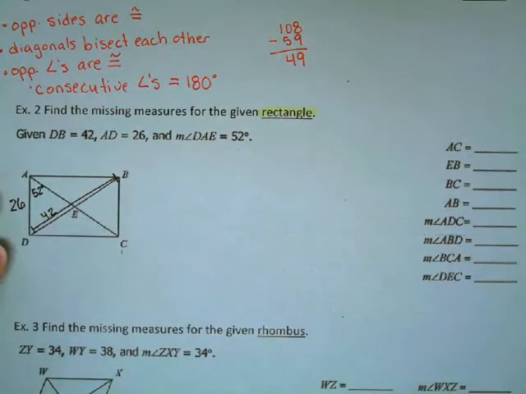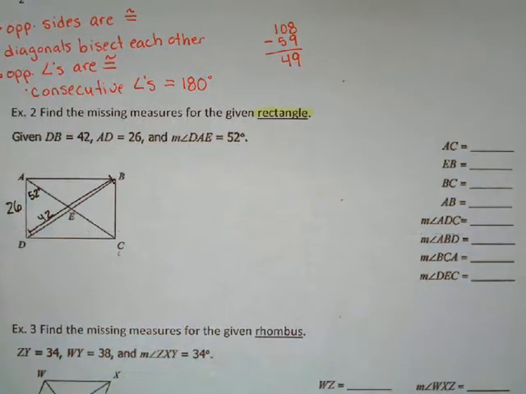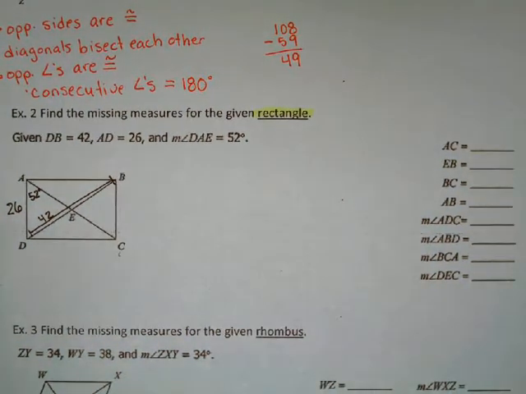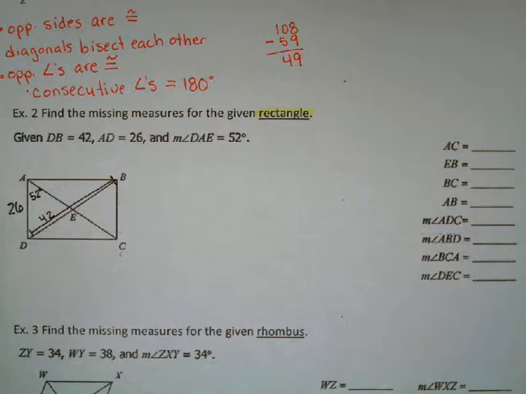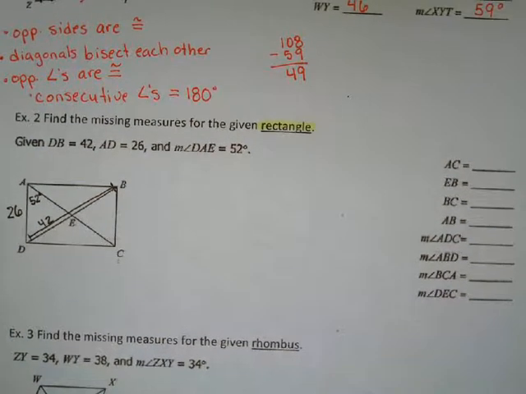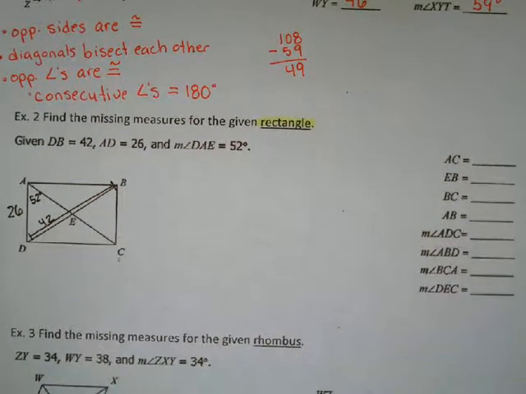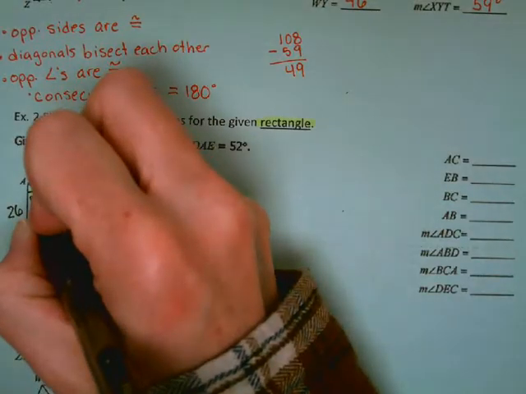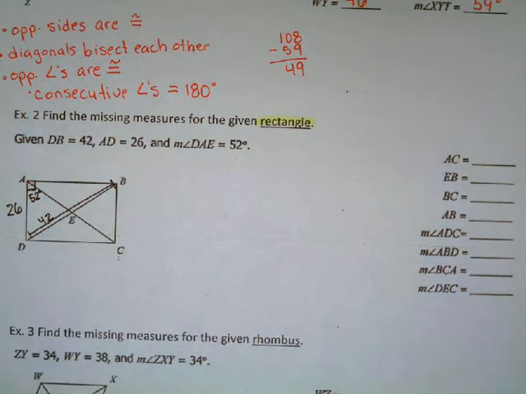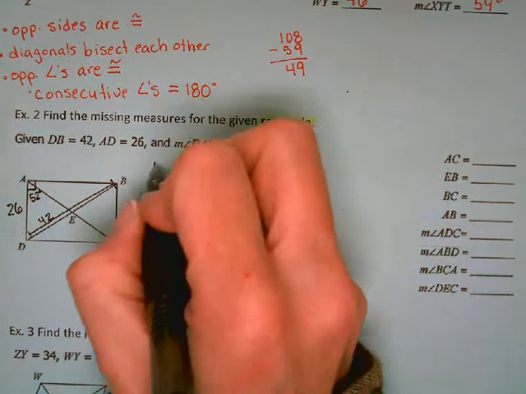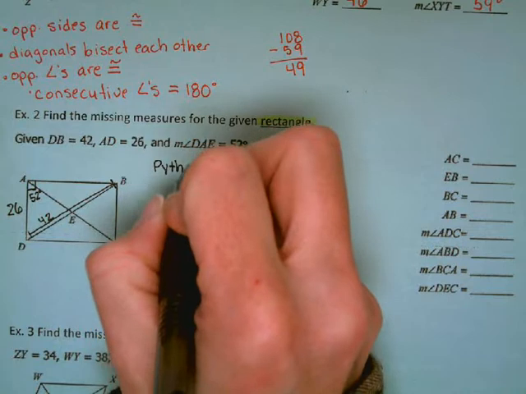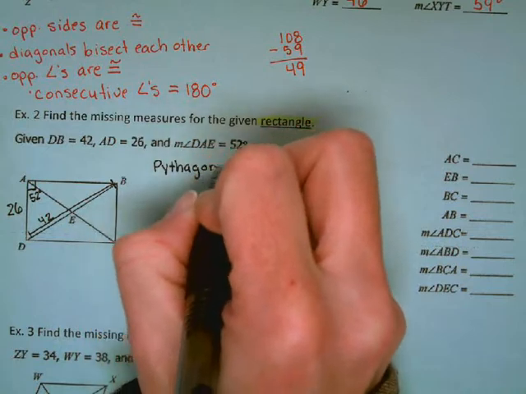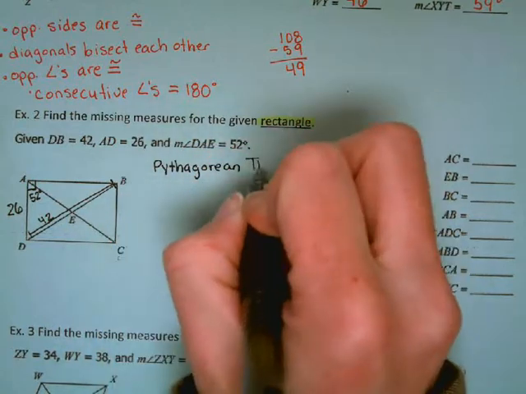Alright, so what do we know about rectangles? We know they all have 90-degree angles. We know opposite sides are congruent. If this is a right angle, I'm sure you guys have heard of it, but Pythagorean theorem. It's how you can find the missing side of a right triangle.